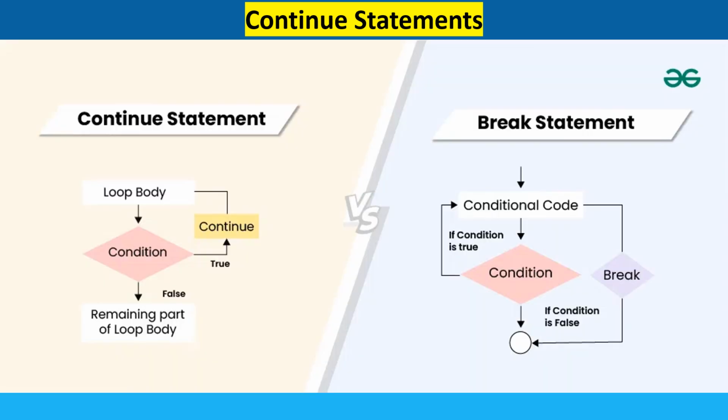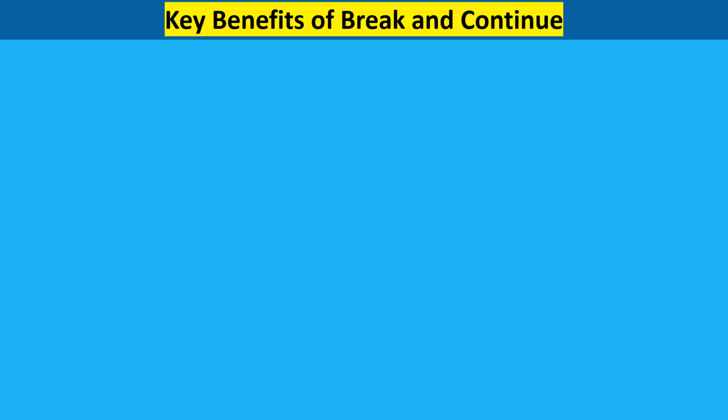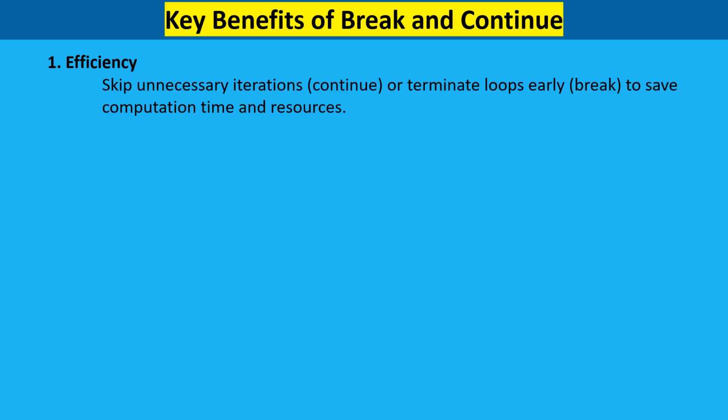Continue statement, graphical representation of continue and break statements. Key benefits of break and continue: efficiency. Efficient code execution is critical, especially when working with a large data set or complex computation. For example, in a search operation, if the desired value is found, there is no need to check the remaining data. Using break terminates the loop immediately, saving time. Similarly, continue skips over irrelevant data, focusing only on what is necessary.